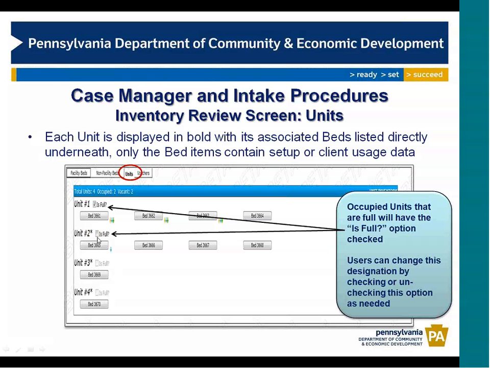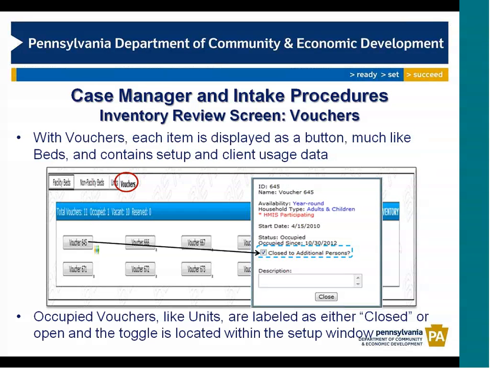The system allows you to toggle these in real time anytime you need to make a change. Maybe you set an inventory unit as full accidentally, or you changed your mind and you want to put someone in here. You can come to the screen, uncheck the box, and it's all done in real time. You don't have to hit a save button or do anything. As soon as the box is checked or unchecked, the system will immediately enact that update to the inventory.